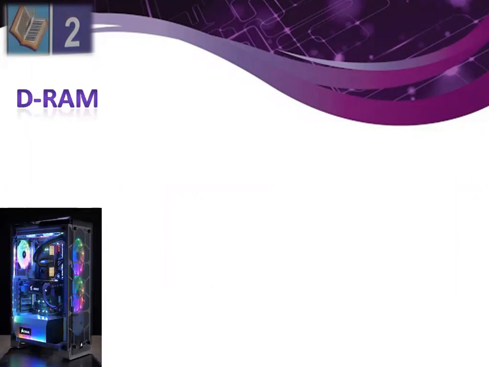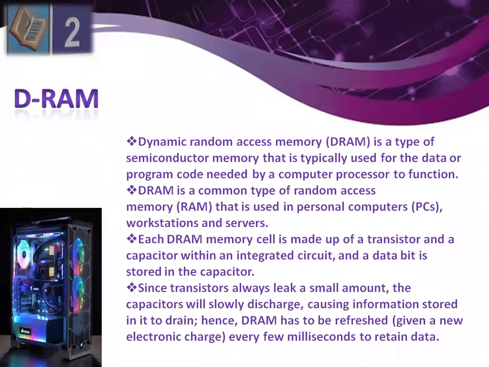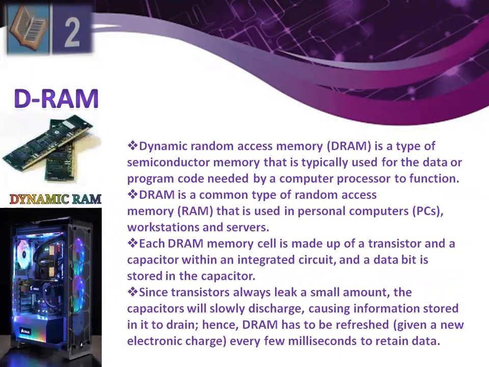Now, DRAM. DRAM stands for Dynamic Random Access Memory. It is a type of semiconductor memory that is typically used for the data or program code needed by a computer processor to function. DRAM is a common type of random access memory that is used in personal computers, PCs, workstations, and servers.